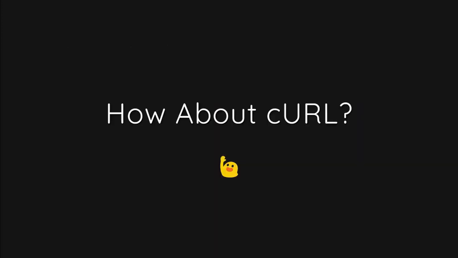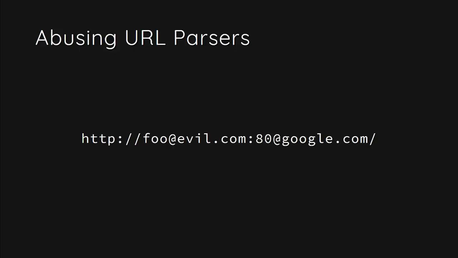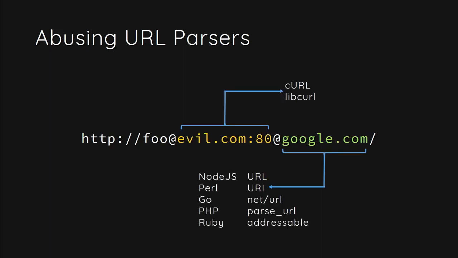Okay, if you don't like PHP, let's explore curl. Curl is a world-famous library, and there are lots of language bindings. Think about how curl interprets this URL: foo@evil.com:80@google.com. Most parsers recognize google.com as the valid hostname, but curl fetches evil.com.